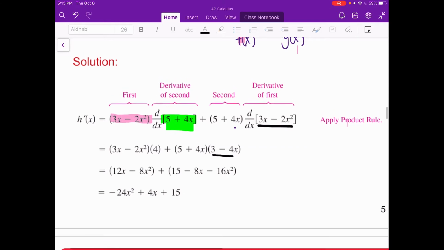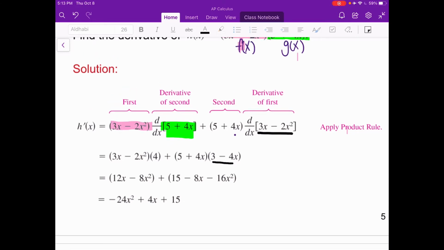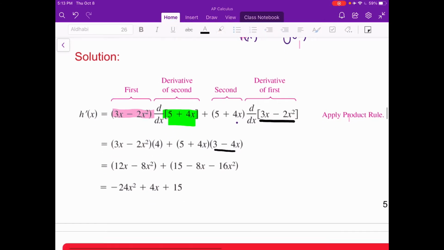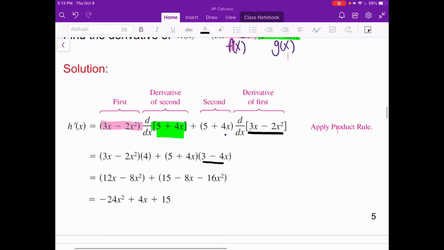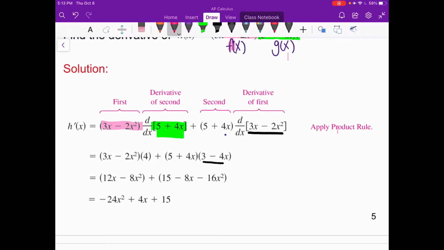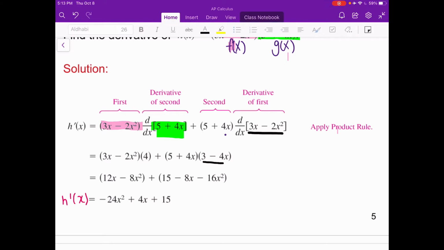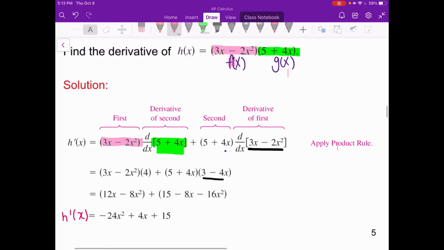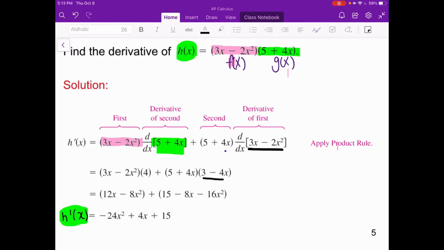Simplify, combine your like terms, and there is your final answer. Make sure that when you write down the final answer, I don't think it does it here, you actually need to write out the notation. H prime of x is equal to blank. Key thing to keep in mind, which was a mistake on some of your quizzes, if the function is given as h of x, you need to use that same h of x notation in your final answer. You can't change it to f of x or y.